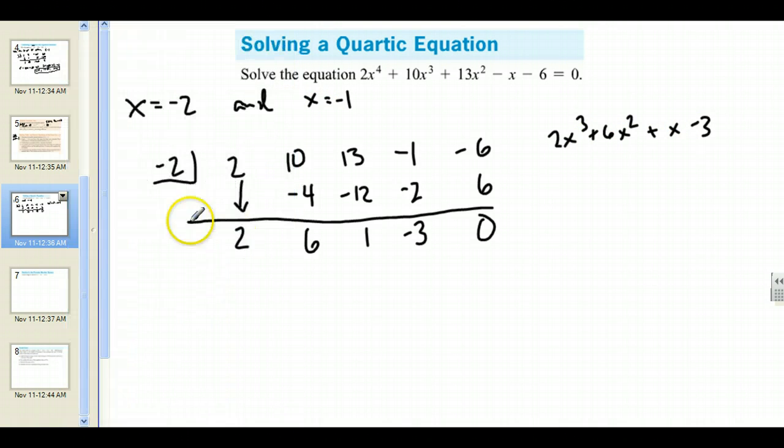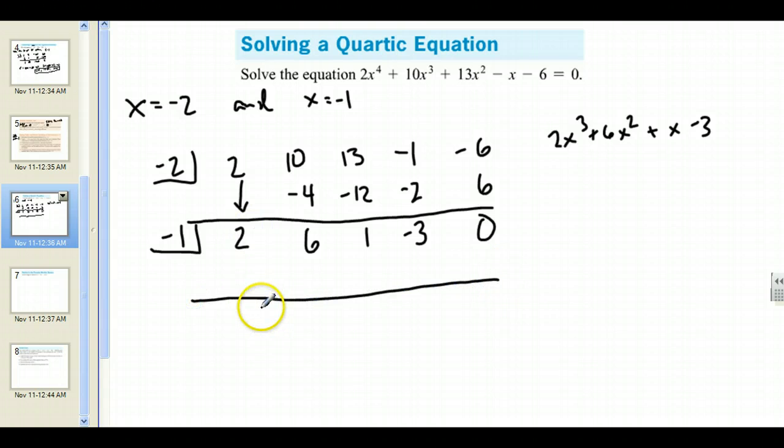Now again, the -1 was a 0 of the original. That means it's going to be a 0 of this. So what that allows me to do is put a -1 here, draw another line, and just continue the synthetic division. Bring that 2 all the way down to here, and then -1 times 2 is -2. Add these two together. Just ignore the fact that you've already done synthetic division. Try to focus on just these two lines. Gives me a 4. -1 times 4 is -4. 1 plus -4 is -3. And a -1 times a -3 is a +3, and that gives me 0.